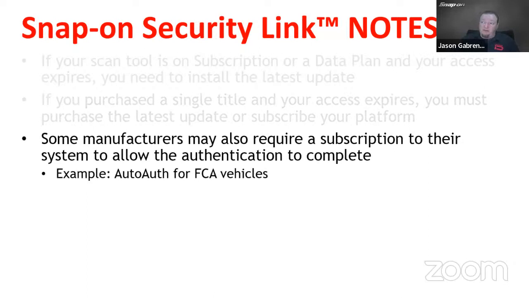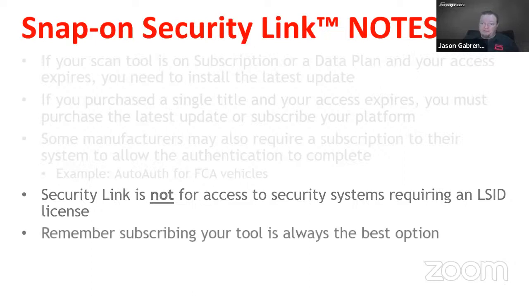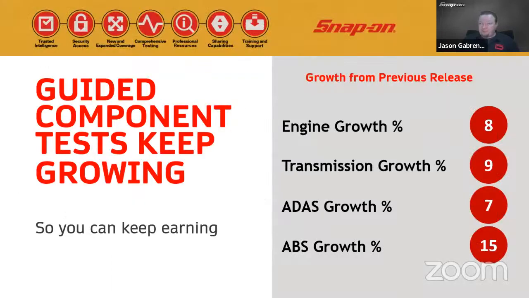Some manufacturers may also require a subscription to their system to allow the authentication to complete, such as AutoAuth for FCA vehicles at $50 a year. SecurityLink is not for access to security systems requiring an LSID license. So you hear the word security, you think, oh, I can program keys. No, that's not what it's for. It's for other things that are behind security, like a firewall type security on the vehicle. Remember, subscribing your tool is always the best option because it's always able to be kept up to date. And it's just a simple, easy monthly payment.